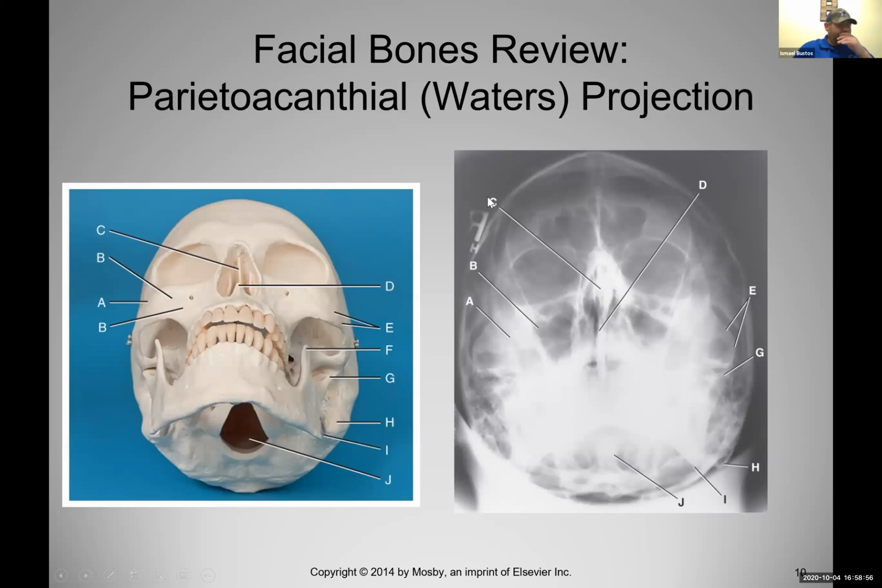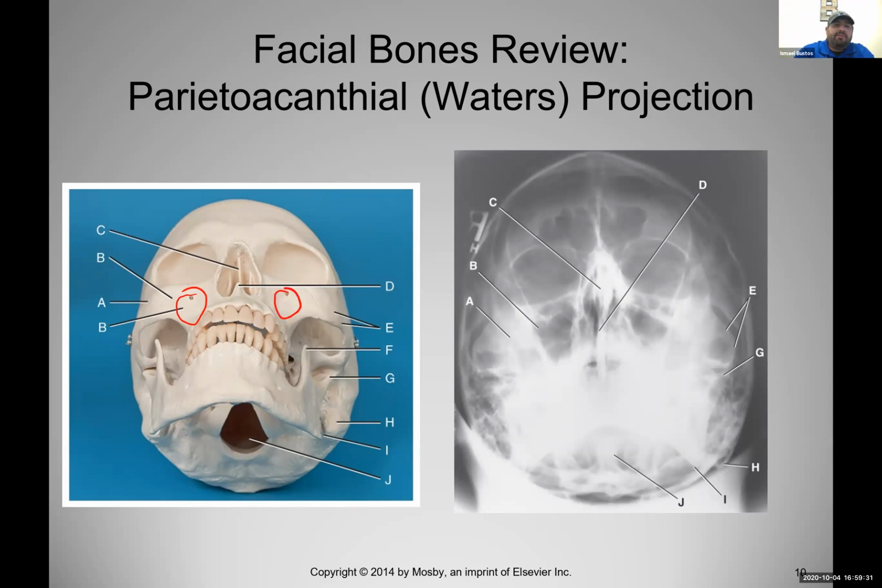All right, just a review of some of the structures that we're going to see on these Waters projections. If you look at A, on the left-hand side, on the skeleton, not the radiograph, A is the zygomatic prominence, the bump on the cheek that you feel. So A on the radiograph corresponds to the zygomatic prominence. B is the body of the maxilla, and your maxillary sinuses are inside those maxilla, one on each side.